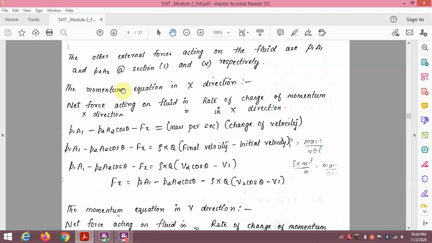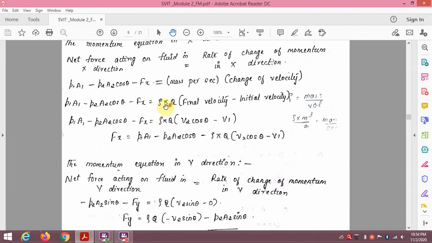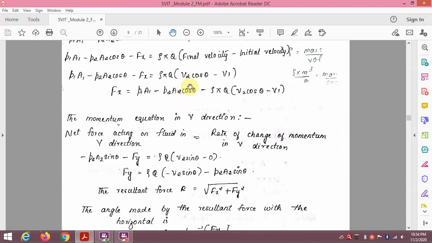Similarly, P1 A1 minus P2 A2 cos theta minus Fx is equal to rho into Q into final velocity minus initial velocity, where rho is mass divided by volume. Therefore, P1 A1 minus P2 A2 cos theta minus Fx is equal to rho Q into V2 cos theta minus V1. Therefore, Fx is equal to P1 A1 minus P2 A2 cos theta minus rho Q into V2 cos theta minus V1.